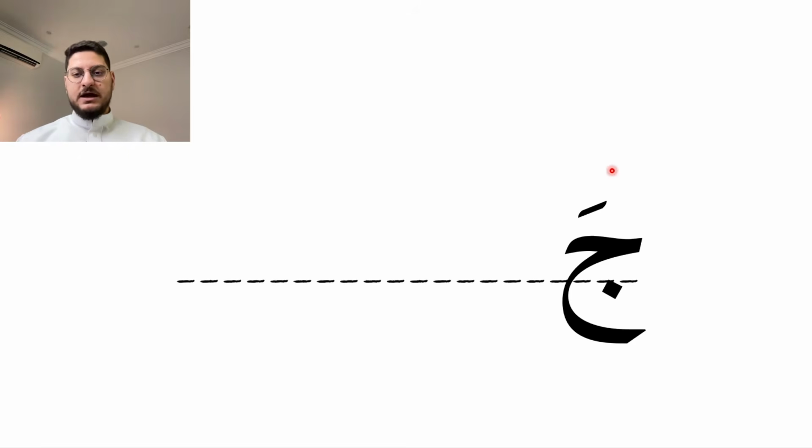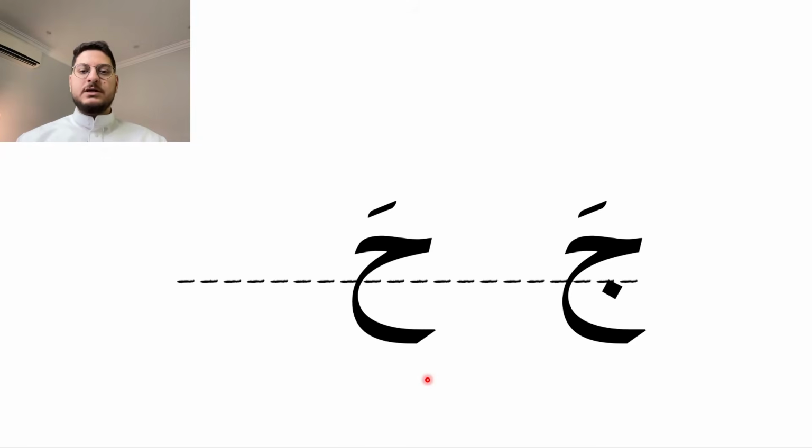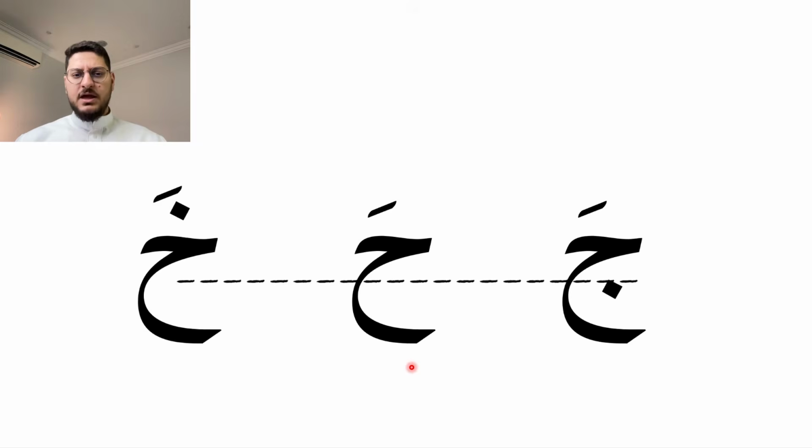So the first letter we have is this one. We have this wiggly line on top, and then we have this shape that looks like the letter C in English, right? And then we have this dot below the wiggly line. This is Ja. Now, the second one looks very similar to the Ja, only with no dots at all, and this is Ha. Right? It's a very sharp Ha sound.